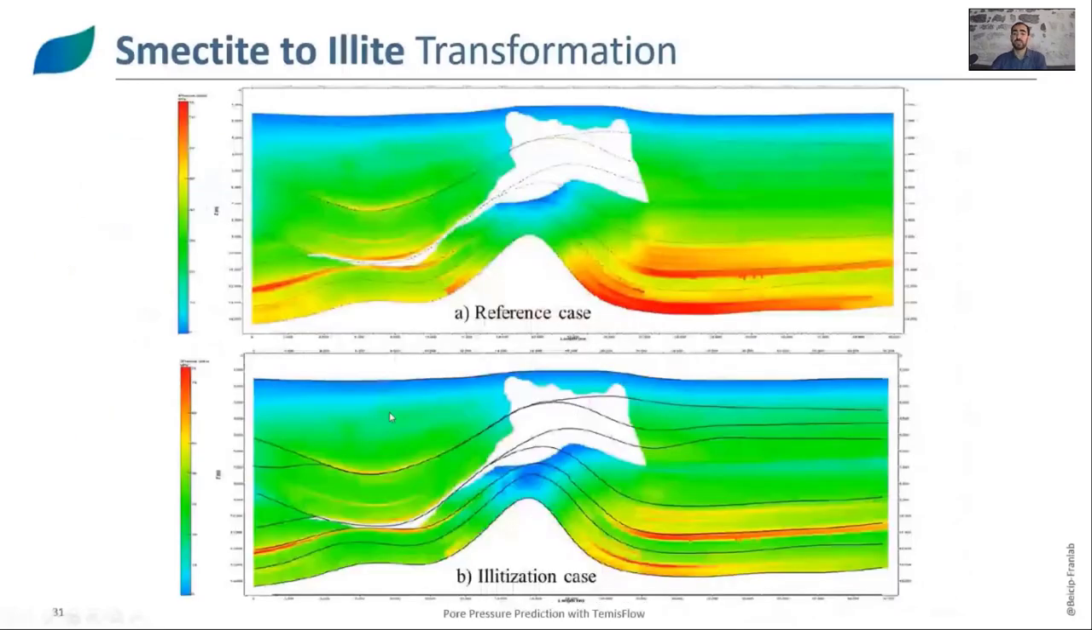So this is the difference in terms of effective stress that can be observed. This is the reference case without illitization, and this is the case with illitization, where we observe right here a much lower effective stress, which means that we have a much higher overpressure underneath the salt due to the reduction of permeability through the illitization process. Same thing actually pretty much everywhere where the effective stress decreases.